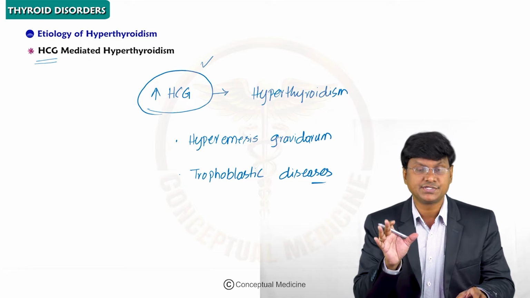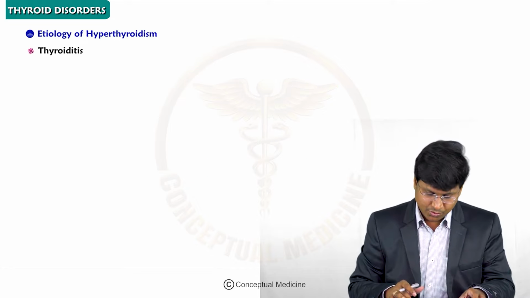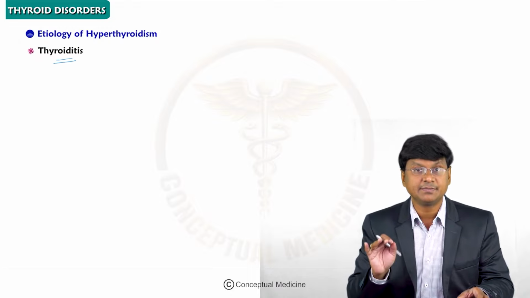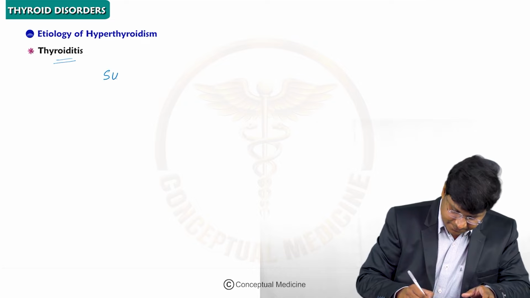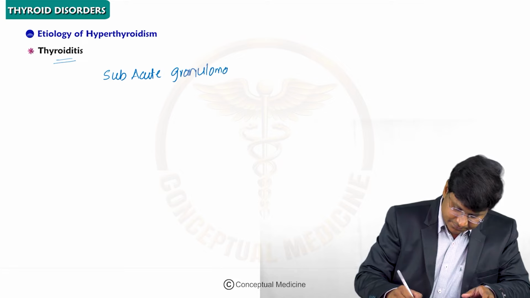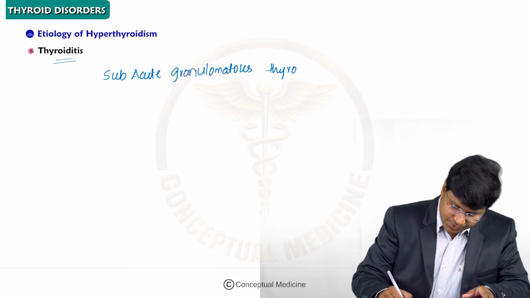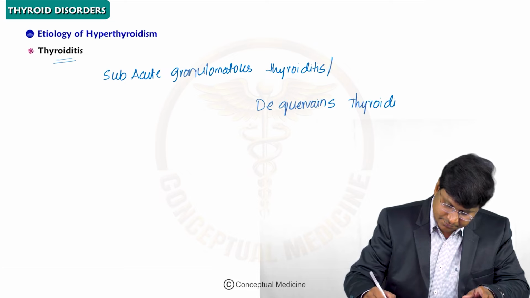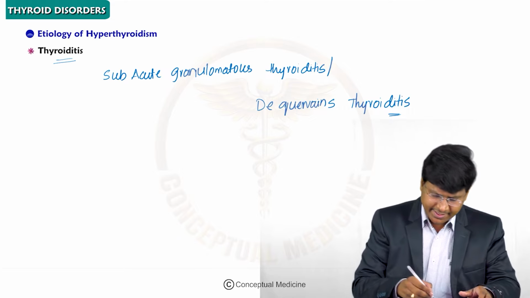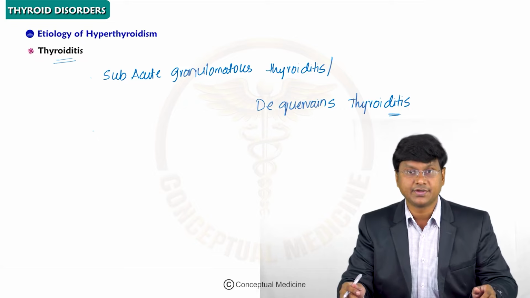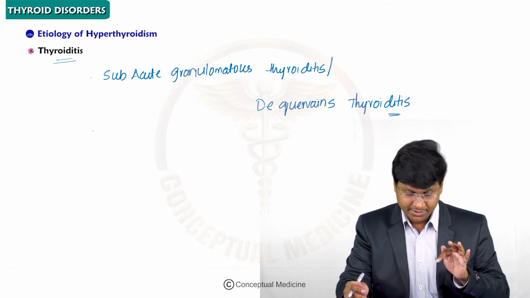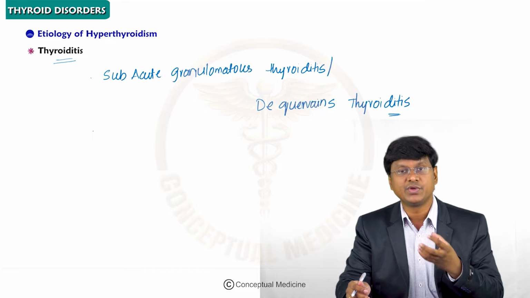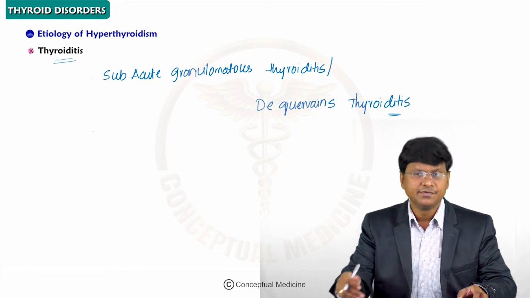Then, followed by that, we have certain conditions causing thyroiditis which will cause hyperthyroidism. So what are those conditions? Number 1, subacute granulomatous thyroiditis. This subacute granulomatous thyroiditis is also called de Quervain's thyroiditis, and it is secondary to viral infections. It will cause viral thyroiditis. So please remember this: in viral thyroiditis, that is de Quervain's, a tender swelling of the thyroid gland will be there in case of subacute granulomatous thyroiditis, which we will discuss in detail.